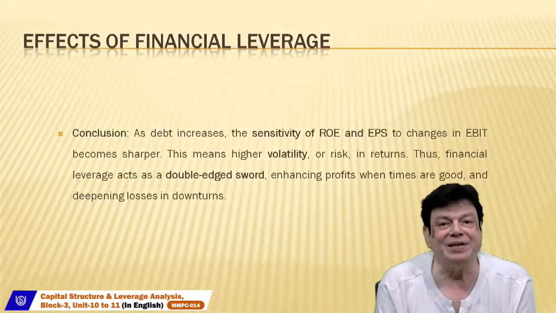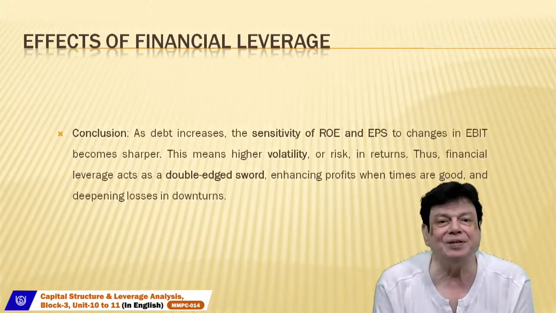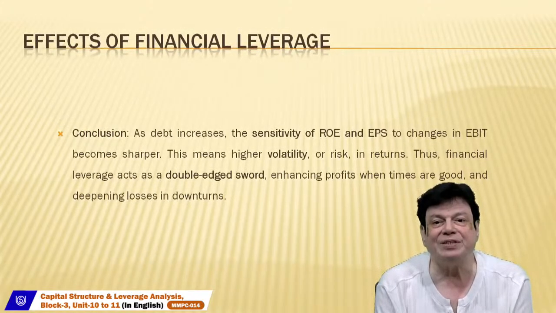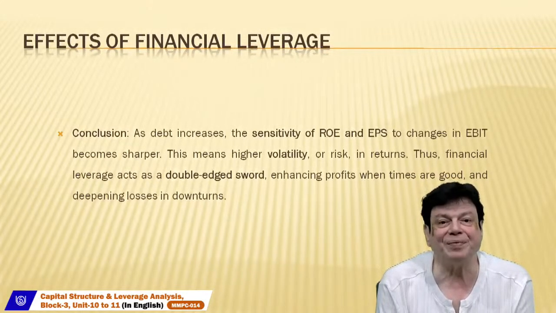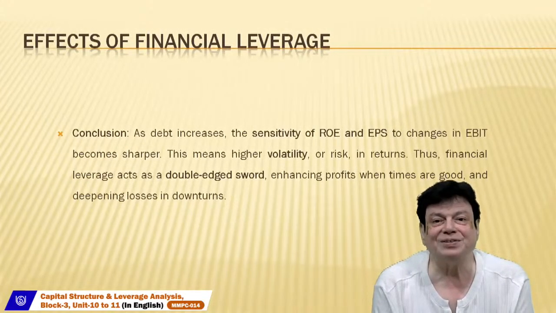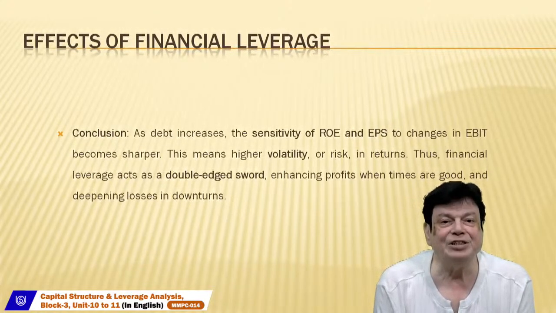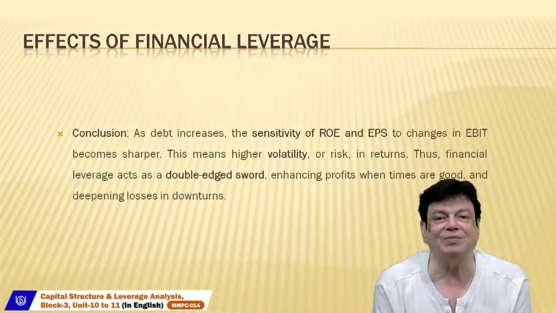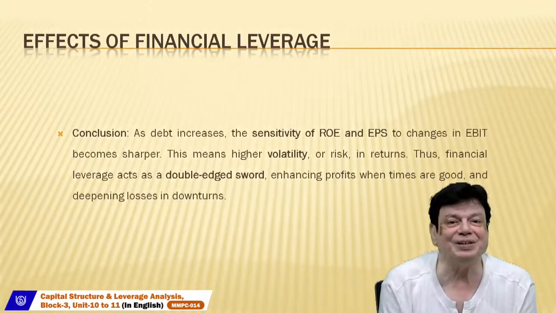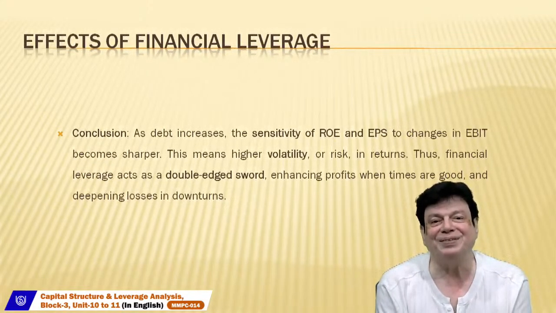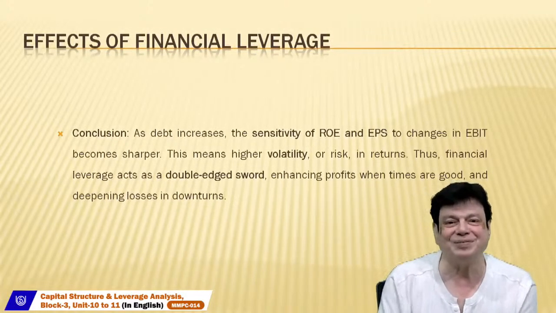As debt increases, the sensitivity of ROE and EPS to changes in EBIT becomes sharper. This means higher volatility or risk in returns. Thus, financial leverage acts as a double-edged sword, enhancing profits when the times are good and deepening losses when the times are bad, in downturns.